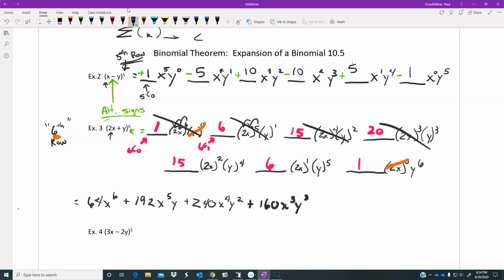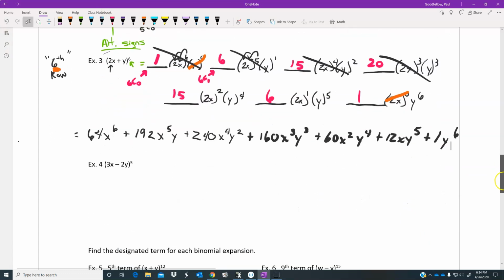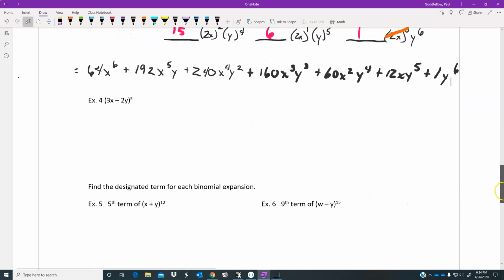And they get a little bit easier as I go down here. 4 times 15 is 60. So that's 60x to the 2nd, y to the 4th. And then I've got 12xy to the 5th. And then down here on the end is 1y to the 6th. Ta-da! I've got myself a binomial that's completely expanded. Woo! That was awesome. Okay, no, you're probably thinking that wasn't very awesome.